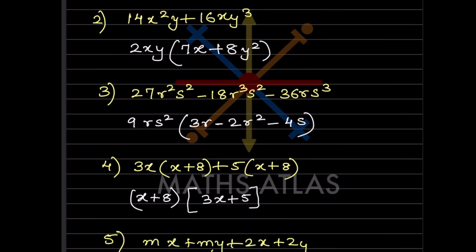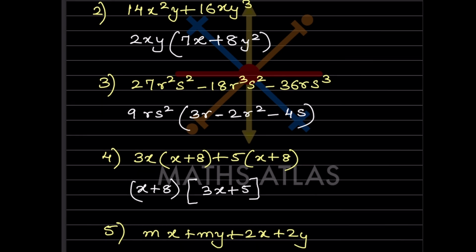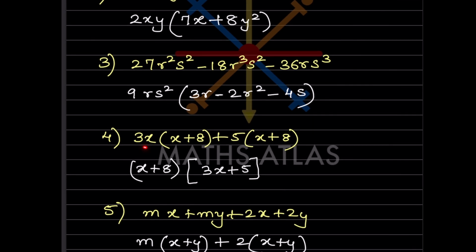Now what we can do here, this is a different one. Now see here, we have 3x and we have x plus 8. Plus 5 we have, and this is x plus 8. So now we can see in this bracket, this also is x plus 8, this also is x plus 8. That we can take as common only once. And then what remains outside is 3x, and this is plus 5, that is in the other bracket. So this is the answer.